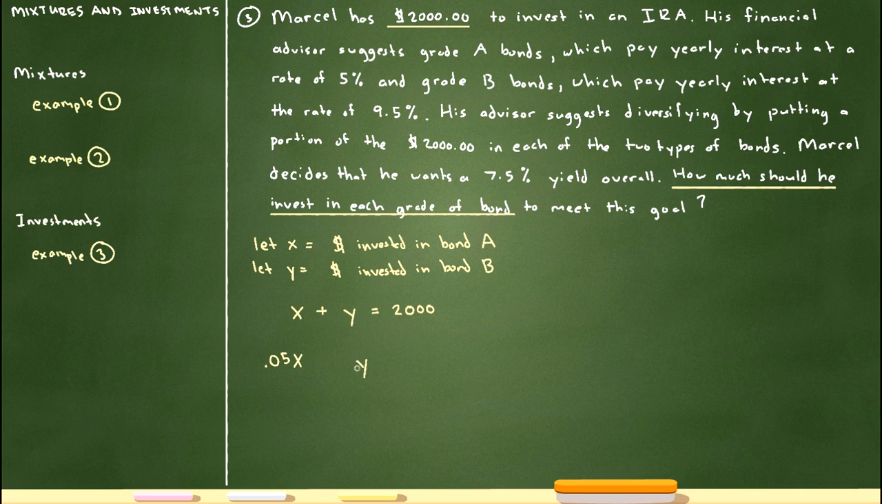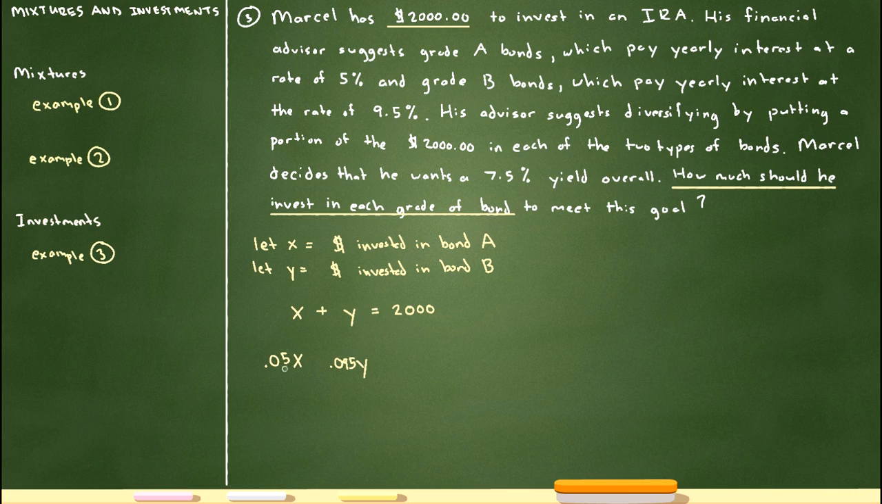Now, how much interest does he earn on the y? y dollars are invested in bond B, and he's going to get an interest rate of 9.5%. So that's 0.095. And be very careful with these percentages too. When we work through the problem, we need to have these percentages converted into decimal form. So 5% is 0.05 and 9.5% is 0.095. To convert percent to decimal, you just divide by 100.